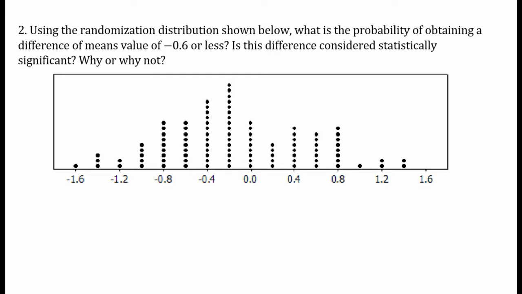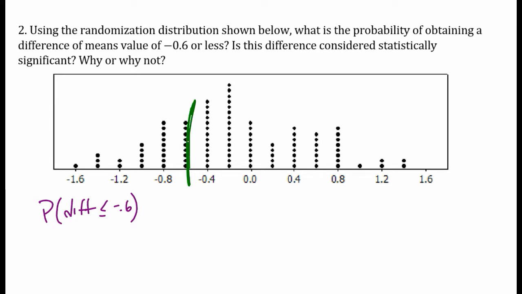So using the randomization distribution shown below, what is the probability of attaining a difference of mean value that is negative 0.6 or less? So what's the probability of getting a difference that's less than or equal to negative 0.6? Is this difference considered statistically significant? Why or why not? So the way that we do this is we go to our re-randomization distribution here, our sampling distribution, and there's 0.6. There's my cutoff.